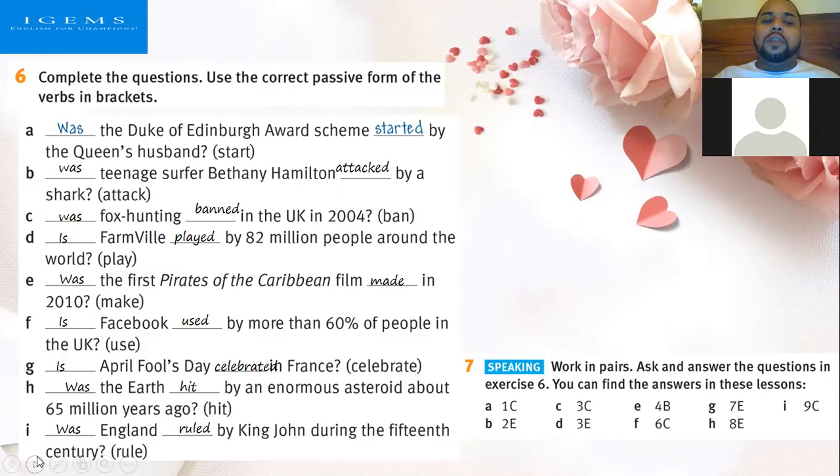Example, was the Duke of Edinburgh award scheme started by the Queen's husband? Let me listen to your answer. True or false? I would say true or false. So you can answer in the lesson, you can find the answer. So I think it's true, right? I think it's true. Okay, so was teenage surfer Bethany Hamilton attacked by a shark?